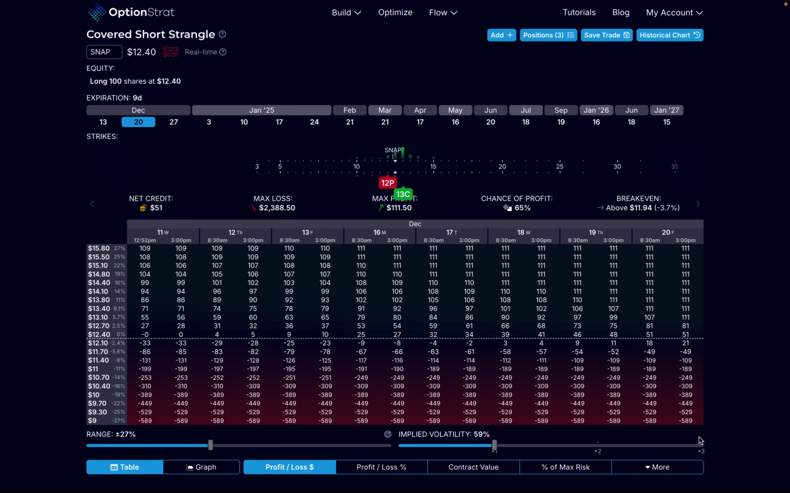So again, this is the covered strangle. We're selling a put, we're selling a call at the same time, versus the wheel strategy where we start with selling a put, then we eventually go over to selling a call, then back to selling a put. So you can see the differences between both of these.